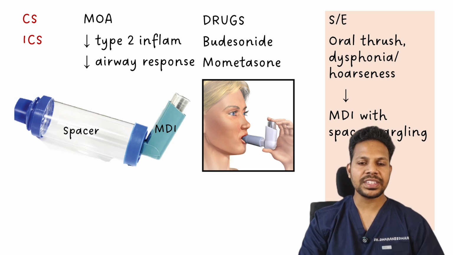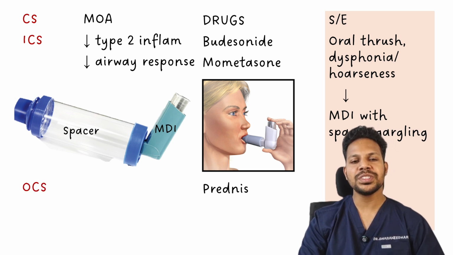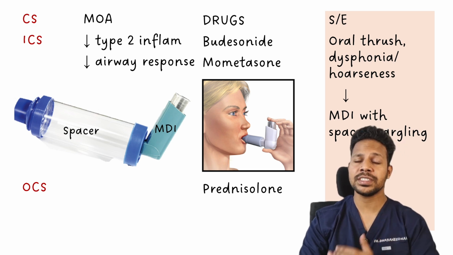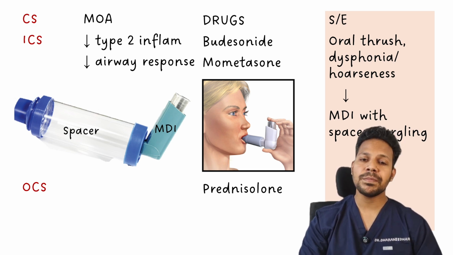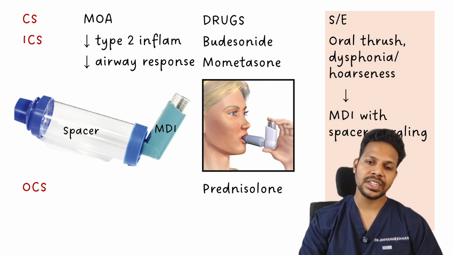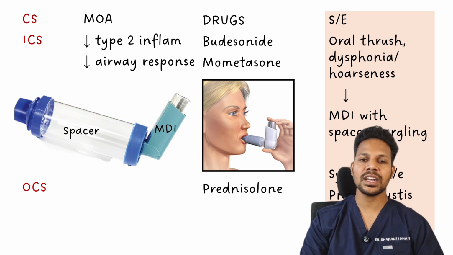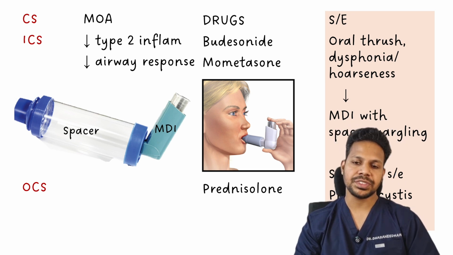And oral corticosteroids can also be used. What we commonly use is prednisolone, and it has all the systemic side effects, a huge load of side effects are there for corticosteroids, right? So we have multiple systemic side effects of corticosteroids, and an important complication is pneumocystis pneumonia. So these are about the corticosteroids that we use.